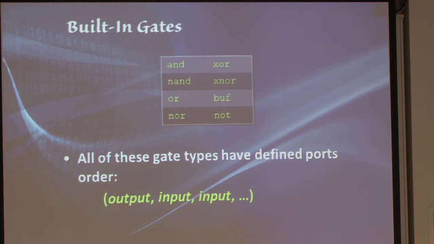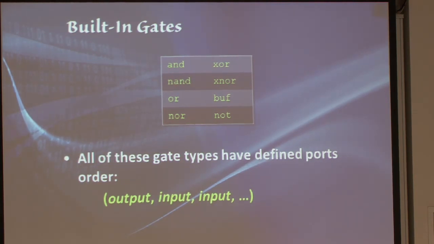Most of them, with the exception of the obvious ones, can have as many inputs as you want. So you can have an AND gate with, say, 5 different inputs. For all the built-in gates, the port order is always the same: the first port is always the output, followed by as many inputs as you want. That's good because we don't know how many inputs when we write the AND gate. We can just write AND, one output, and then as many inputs as we want.